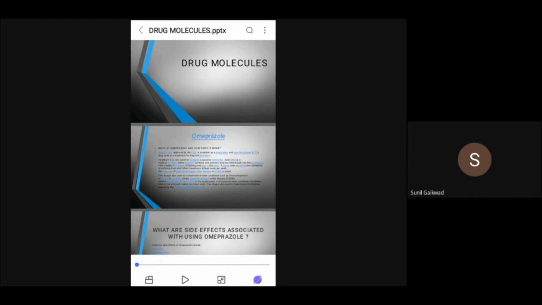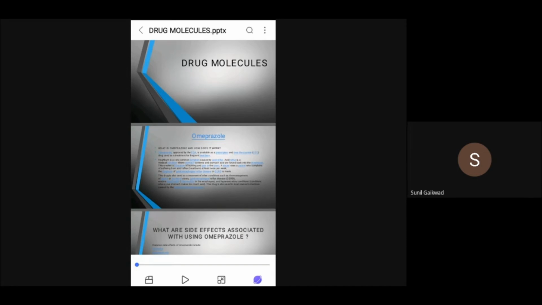Acid reflux is a medical condition where stomach contents and stomach acid are forced back into the esophagus. This creates a sensation of burning and pain in the chest. A doctor sees a patient who complains of suffering from acid reflux heartburn at least twice per week. The diagnosis of gastroesophageal reflux disease, or GERD, is made.